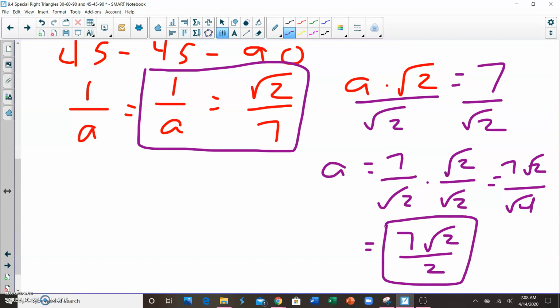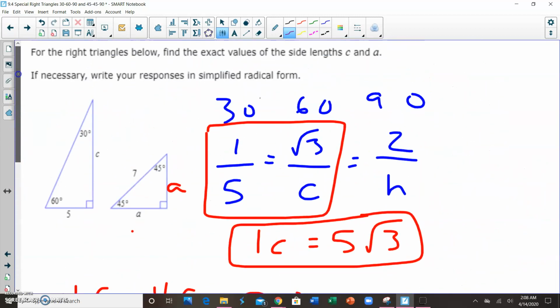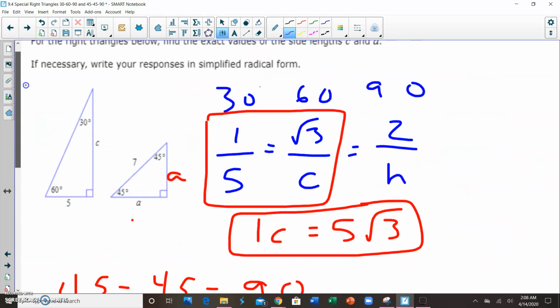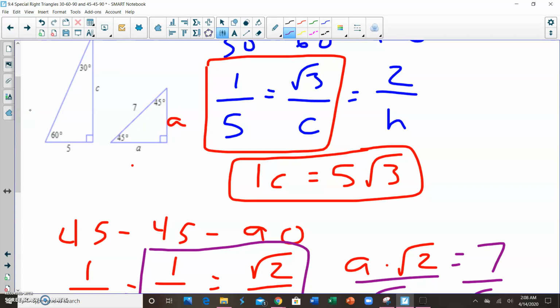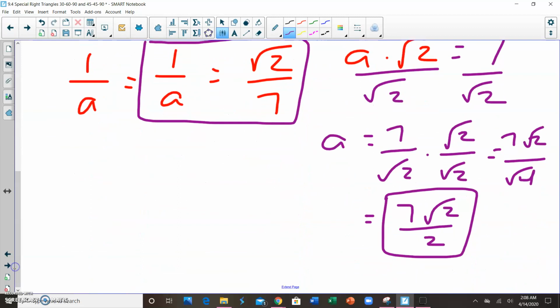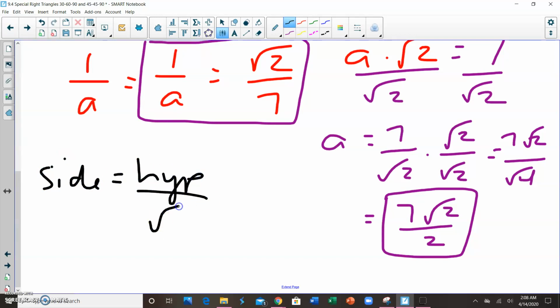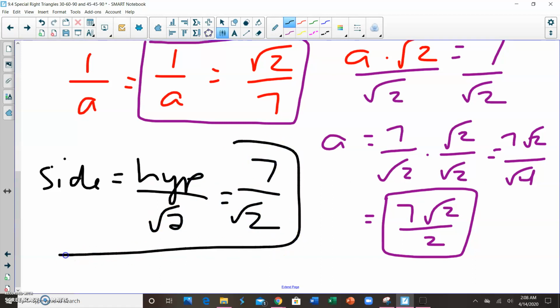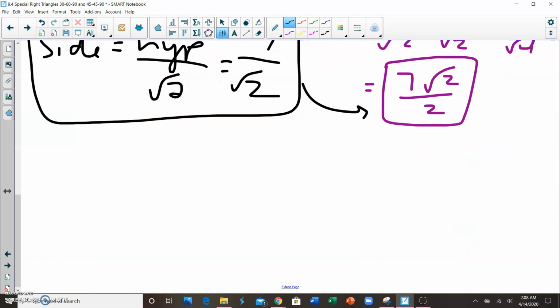Now there are many other ways, as I showed you. There are two other ways to do a 45, 45, 90 triangle. I could also just know that the side is equal to the hypotenuse divided by the square root of 2. So if you want to memorize that, you can. So the side is equal to the hypotenuse divided by the square root of 2. That's going to be 7 divided by the square root of 2. And then you would have to get it into simplified form.